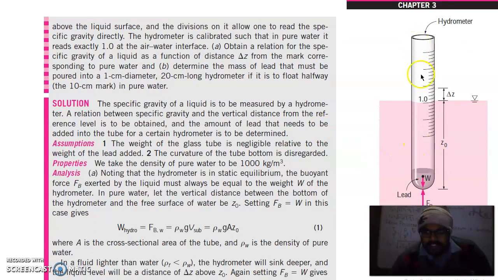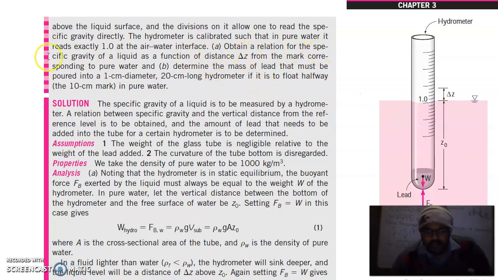You can see here, this is your hydrometer. Bottom is lead, this is a tube. And the divisions on it allow one to read the specific gravity directly. The hydrometer is calibrated such that in pure water it reads exactly 1. So if the water is pure, it will show a reading of 1 here.